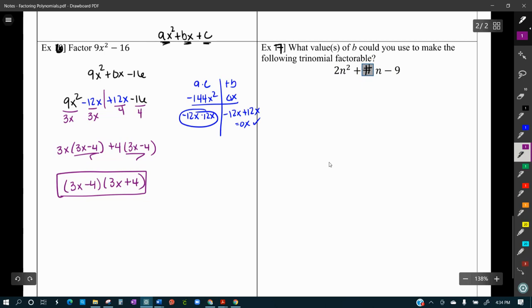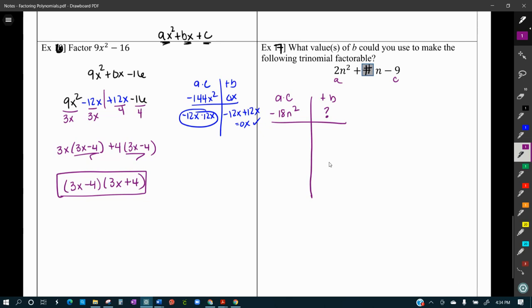So the next step would have been a times c. Well, a is 2n squared, and c is negative 9. So 2 times negative 9 is negative 18n squared. And I would need to add up to be whatever b is, but I don't know what b is. That's the whole question. What could you make b? Well, let's just run through the factors here. So the first factor is negative 1n times 18n. So add these up. Negative 1n plus 18n would give me 17n.